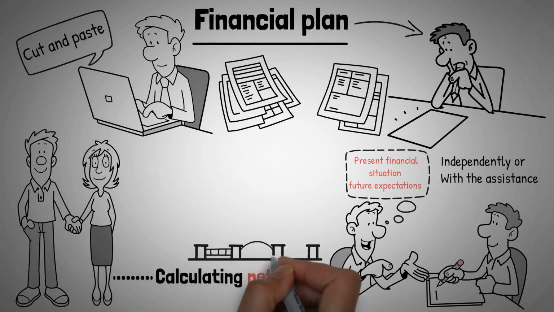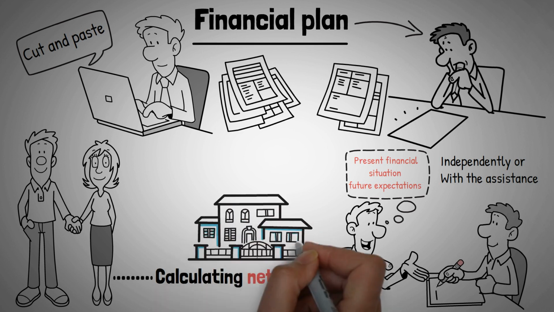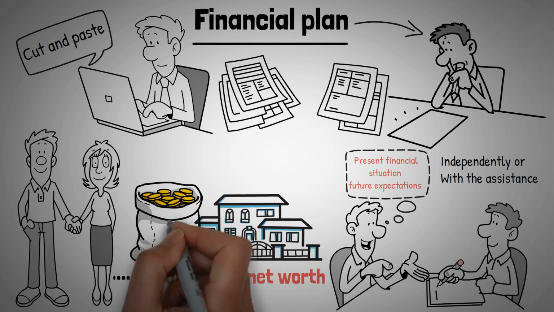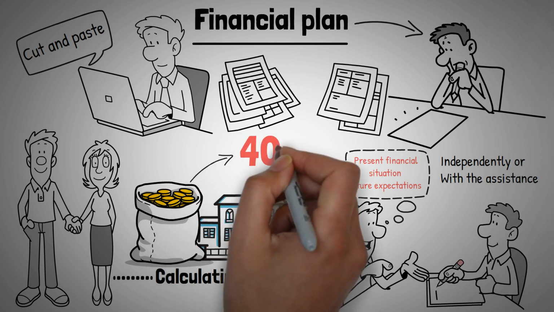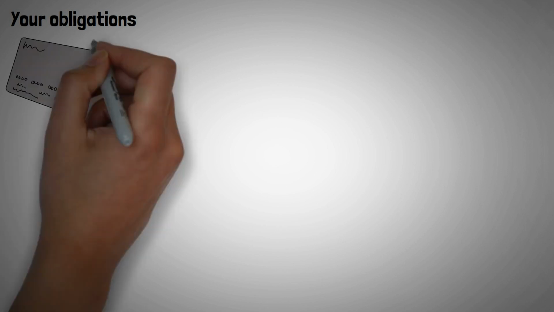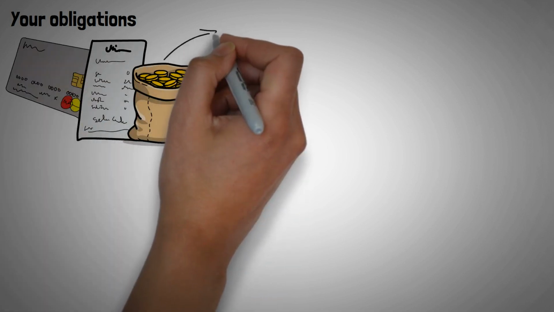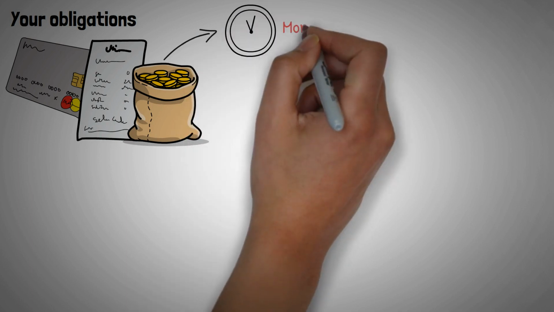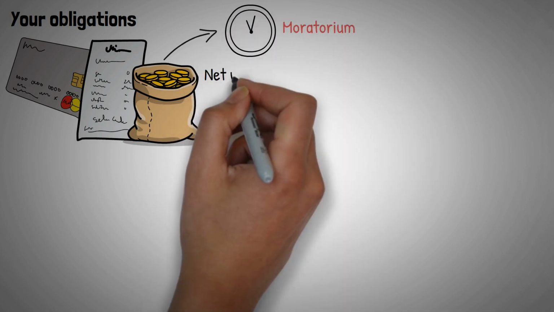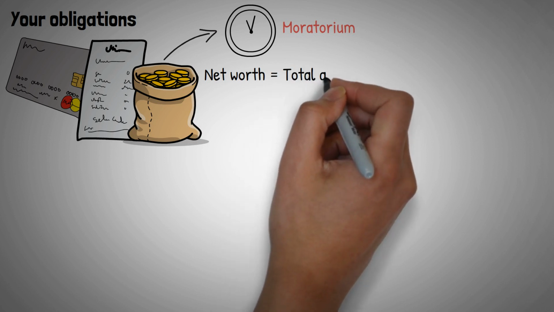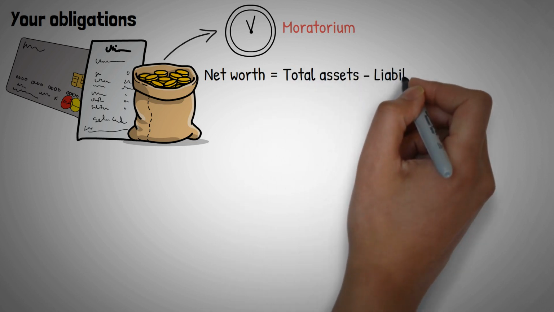Calculating net worth. Your assets could be anything of value that you possess, such as a house, a car, money in the bank, investments in a 401(k), and so on. Your obligations. These may include unpaid credit card balances, student loan debt, and unpaid mortgage and auto loans. You might occasionally be able to use a grace period or a moratorium. The formula for your current net worth is your total assets minus your total liabilities.